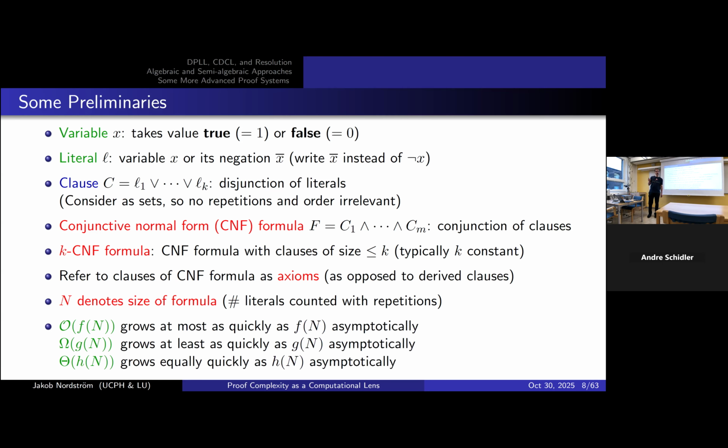And also, just to make 100% sure we're on the same page, we're also going to use standard asymptotic notation. Like big O: something is big O of f(n) if it asymptotically grows at most as quickly as f(n), and it's big omega of g(n) if it grows at least as quickly as g(n), and theta of h(n) is when h exactly describes the asymptotic growth of the function we're interested in.